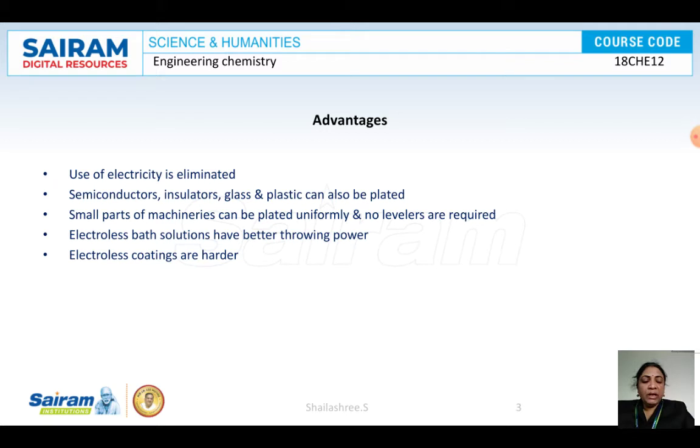What is throwing power? Throwing power is the ability of the plating bath to give a thin and uniform coating all over the surface of the article, irrespective of the shape of the object. Whatever the shape of the object, when the throwing power is good, you will get a thin and uniform coating all over the surface of the object to be plated. And compared to the electroplating process, electroless plating coatings will generally be harder.